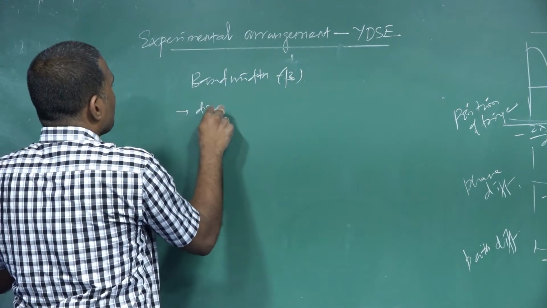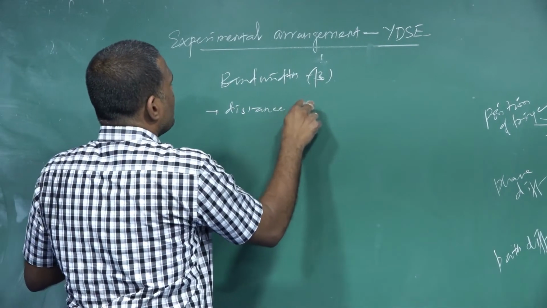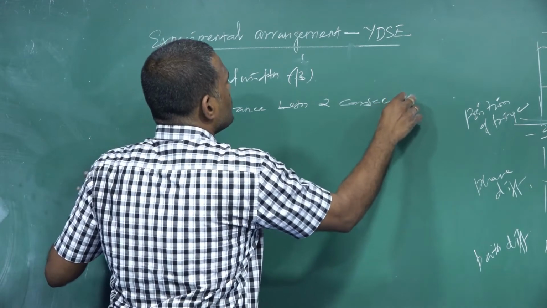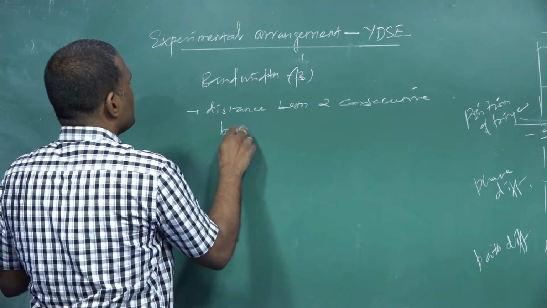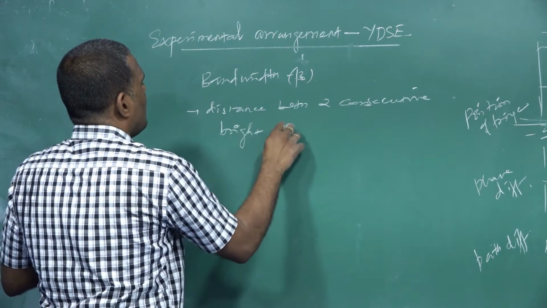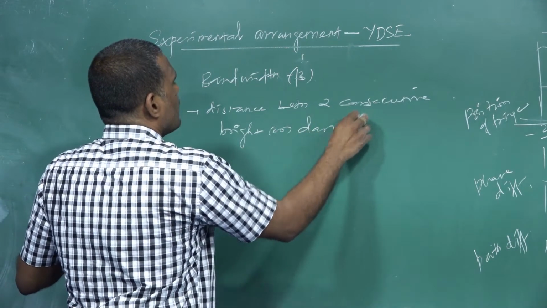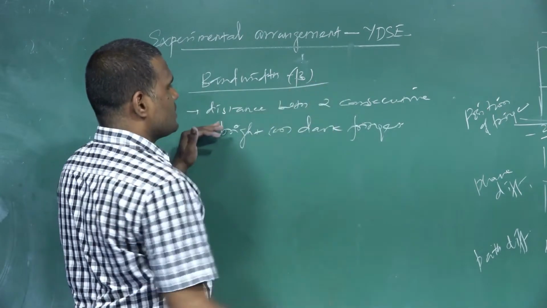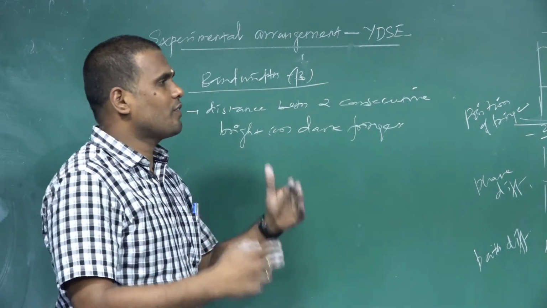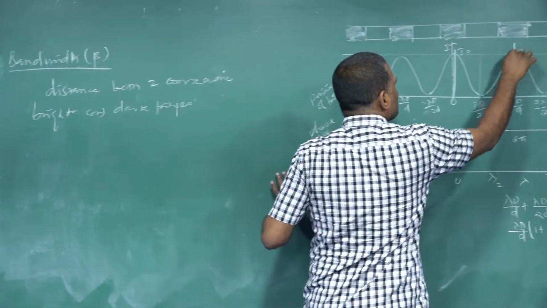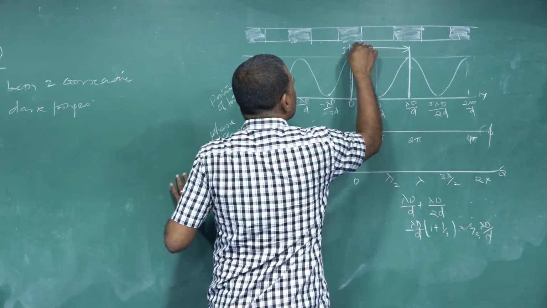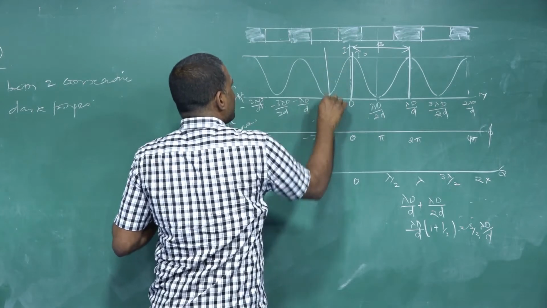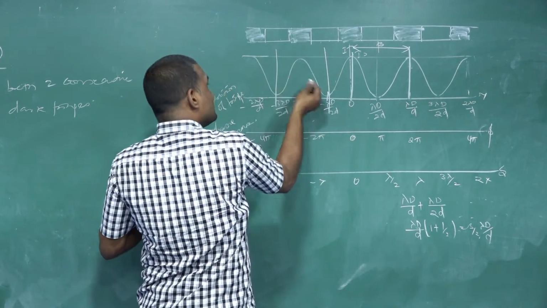It is the distance between two consecutive bright or dark fringes. So bandwidth is defined as the distance between two consecutive bright or dark fringes. This is a bright fringe and this one is a bright fringe. The distance between these two is said to be the bandwidth. Or you can take a dark fringe and the consecutive dark fringe.